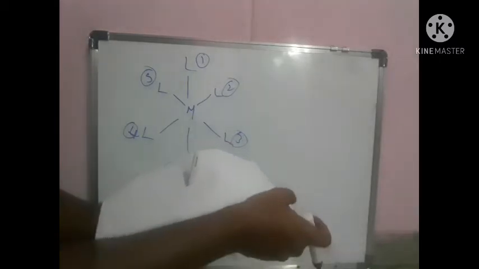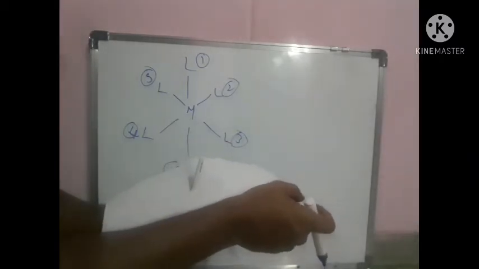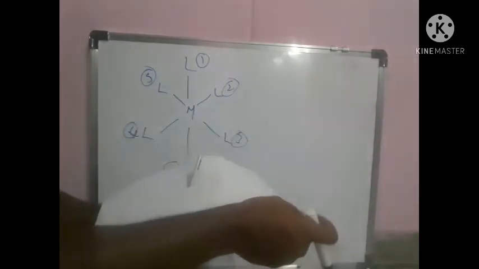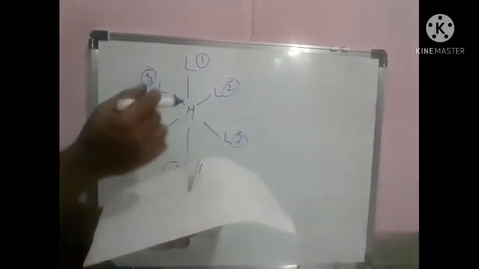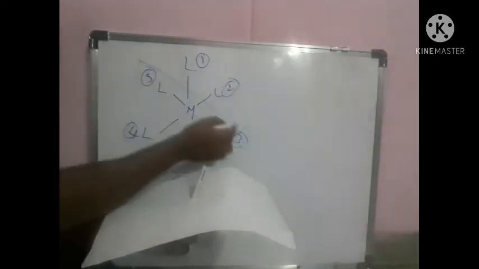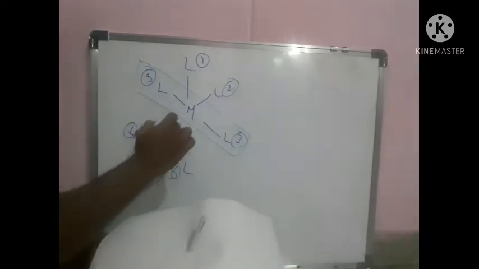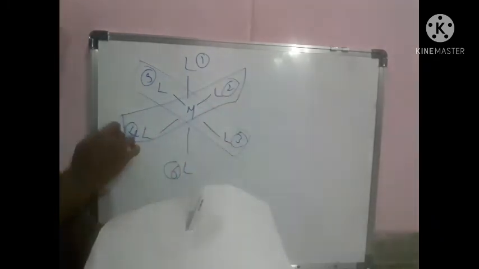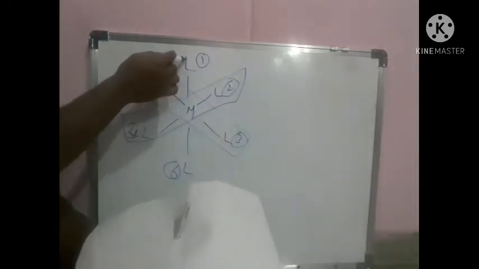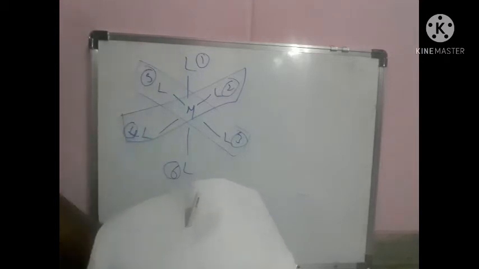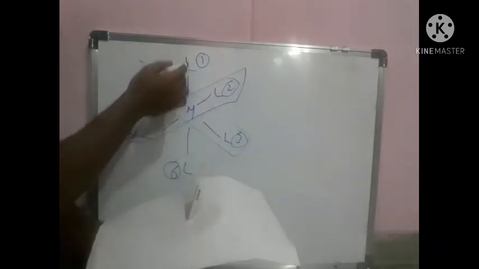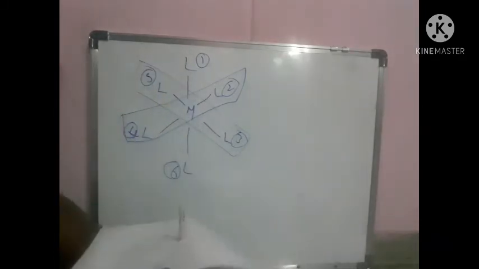Otherwise, trans may happen when the ligand is present in the opposite direction in a similar phase, like the third position, the fourth position and the fifth position: third and fifth are in opposite directions. If similar ligands are present in opposite directions, this is also called trans. So 5 and 3 is trans, 2 and 4 is trans, and 1 and 6 is trans. Like that we can assume the positions of the ligands in an octahedral complex.